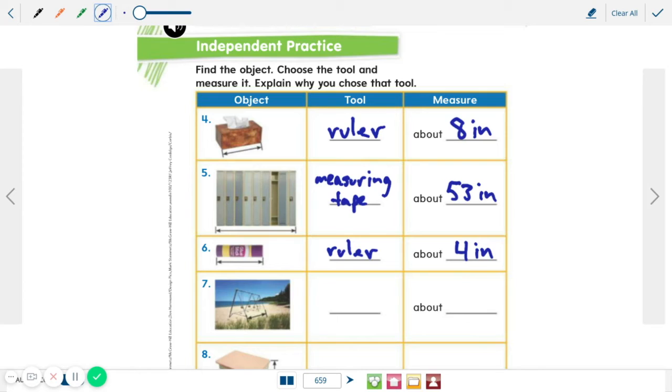For number 7, they wanted us to measure a swing set, and if we were at school, we could go out to the playground to measure our swing set, but I don't have a swing set at home. But something I would use to measure a swing set, I don't think I would use a ruler because that would be way too small. I think even a yardstick would be too small because we all know how long swing sets are. So I would use a measuring tape. And then we're just going to skip the measurement for this one since we don't have a swing set to measure.